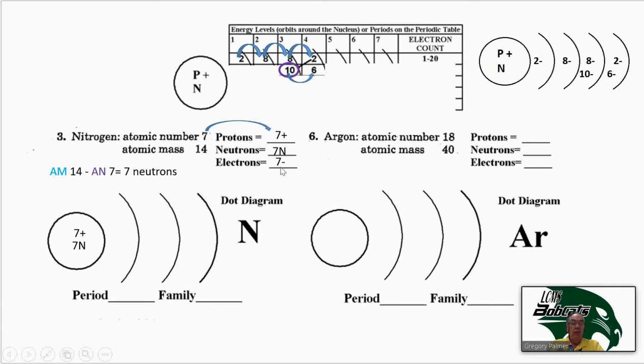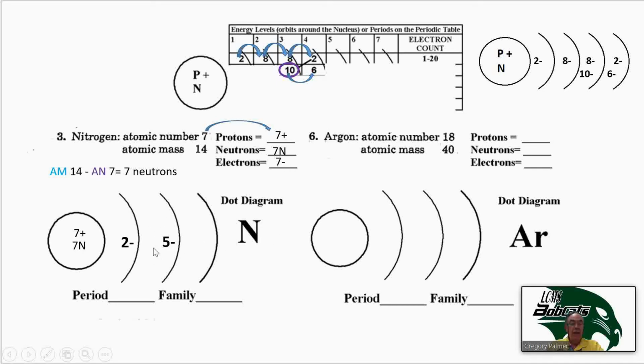Now our model calls for 7 electrons. You look up here at the chart. 2 of them can go on the first energy level. When it's full, that's all it can hold. We go to the next energy level. The next energy level can hold up to 8. We only need 5 more. 2 plus 5 is 7. So we're done. We have all the parts to our atom. 7 protons, 7 neutrons, 2 plus 5 is 7 electrons.